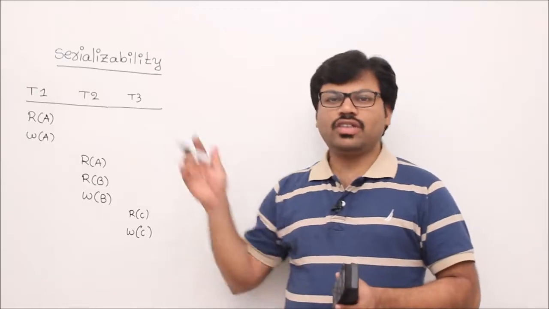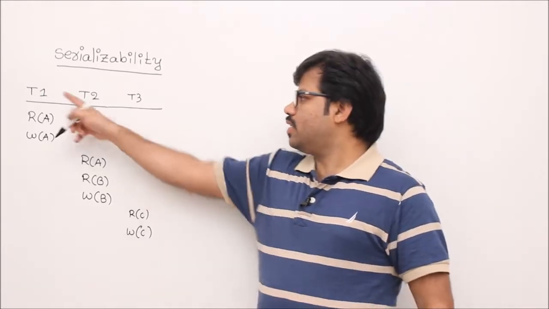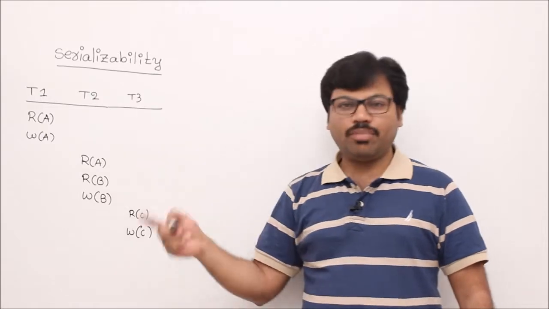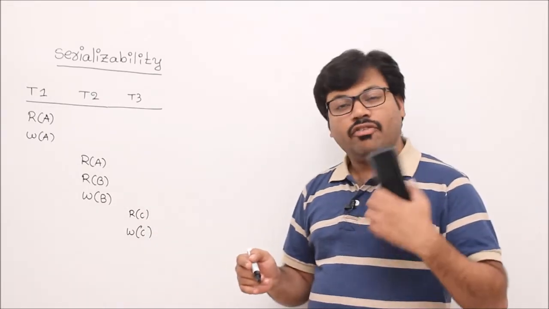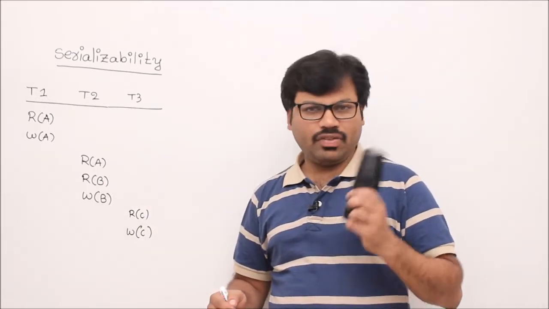Now let's discuss serializability. What is serializability? Actually, you have serial schedules, right? For example, let's say this is one serial schedule: T1, T2, T3, all the transactions are executed one by one. When that happens, there will not be any problem. But when the transactions are interleaved, then you might see some problems, right? Already we have seen them. How to avoid them is the question.